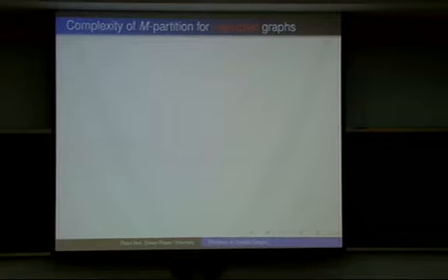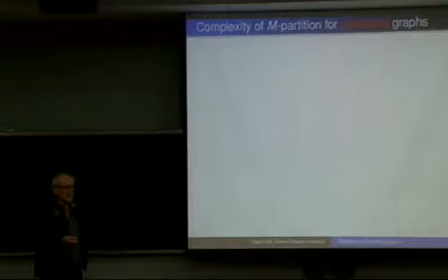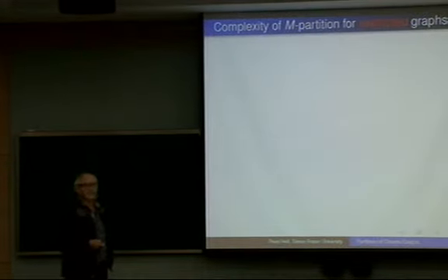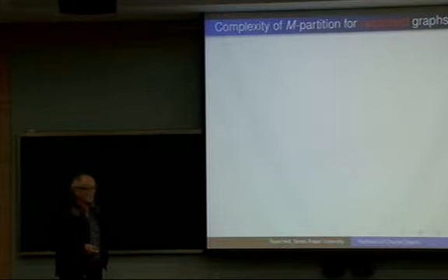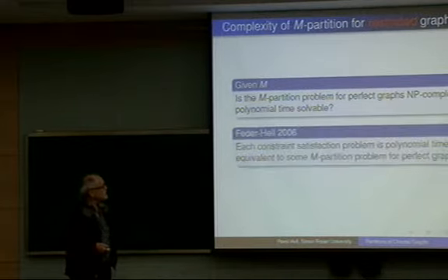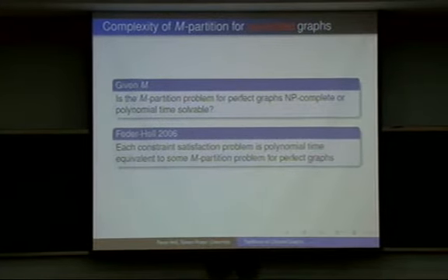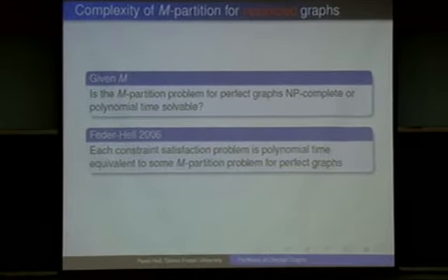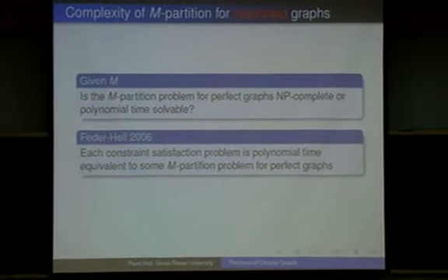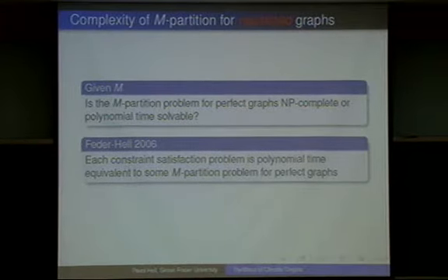If you look at restricted graph classes, you may want to start, say, with perfect graphs. You know, the chromatic number of perfect graphs can be computed, the colorability can be tested in polynomial time. How about n partitionability? Well, the situation here turns out to be as bad as possible. If you could decide for every matrix M whether the n partition problem restricted to perfect graphs is NP-complete or polynomial time solvable, you would be solving the dichotomy conjecture that I mentioned earlier, that is an open problem because of this result.